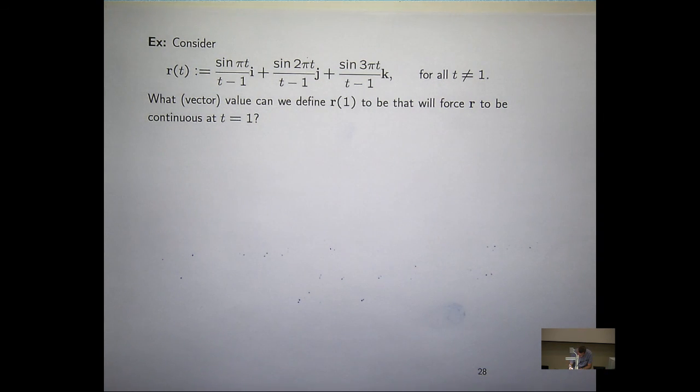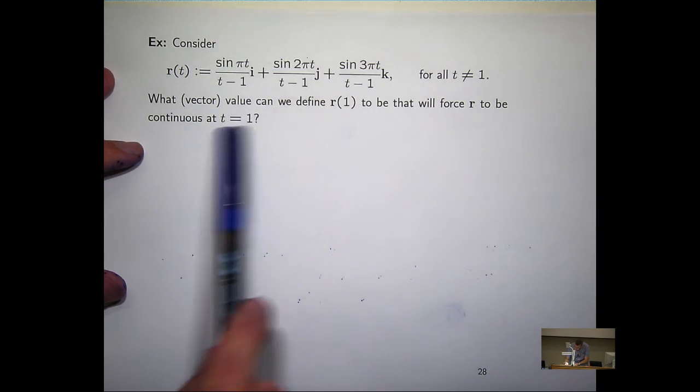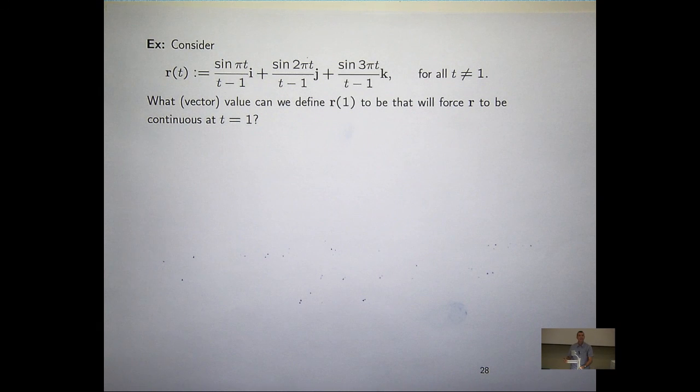Now, this is similar to some of the problems from earlier, but it's in a vector setting now. So can anyone suggest how we might tackle this problem? Yep. So let's take the limit as t approaches 1 of each component, and if they exist, let's make that the definition of r of 1. That's what you're saying, right? Yeah, good, thanks.